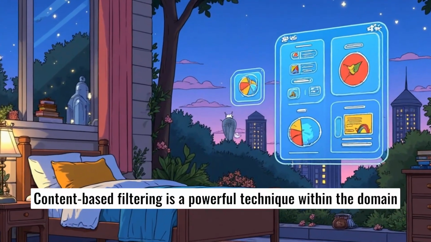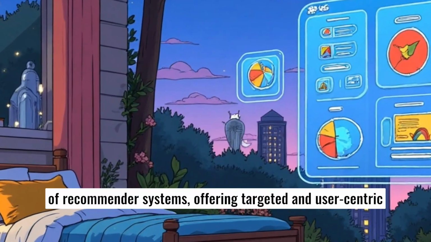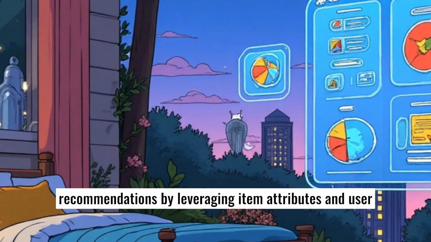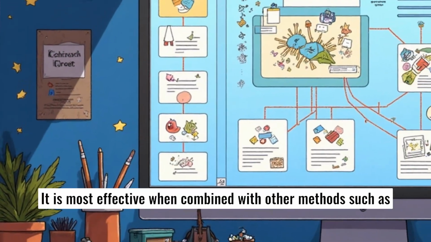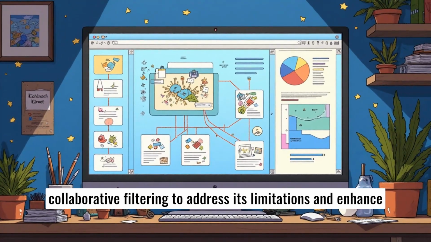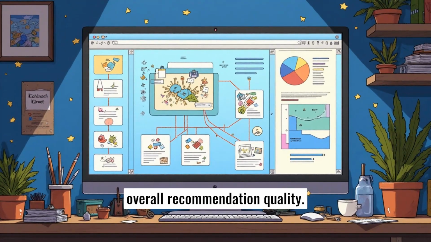Content-based filtering is a powerful technique within the domain of recommender systems, offering targeted and user-centric recommendations by leveraging item attributes and user preferences. It is most effective when combined with other methods, such as collaborative filtering, to address its limitations and enhance overall recommendation quality.